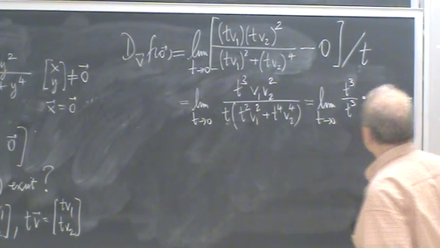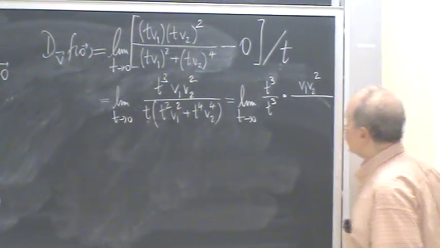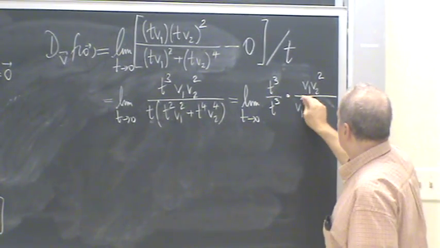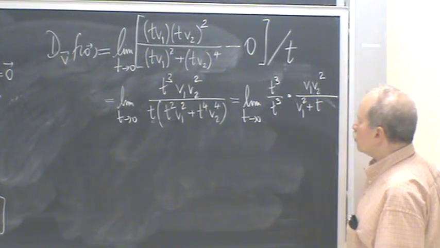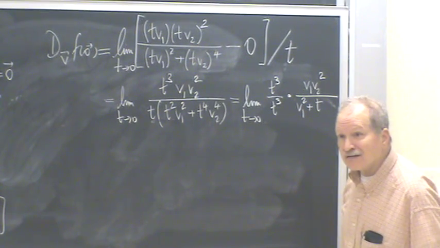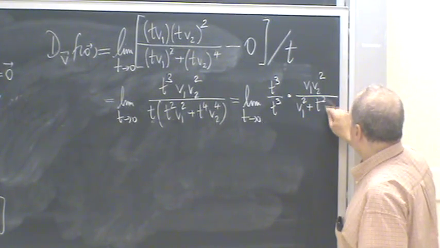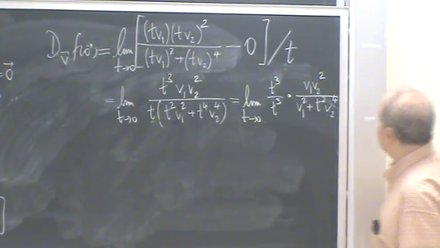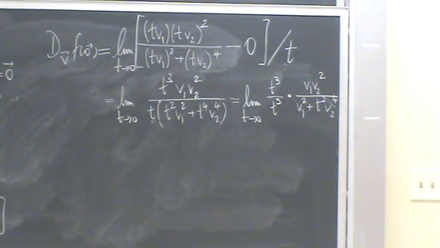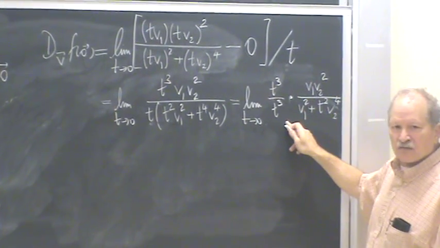And what am I left with? v1, v2 squared, or v1 times v2 squared, over v1 squared plus t squared v2 to the 4th. Yep. So what happens is I take the limit as t goes to 0. This goes to 1.